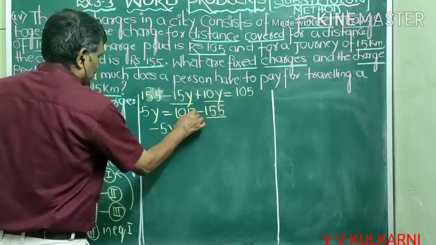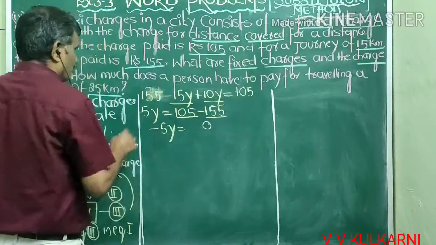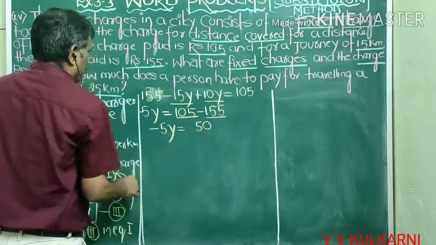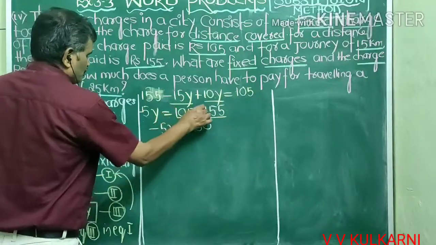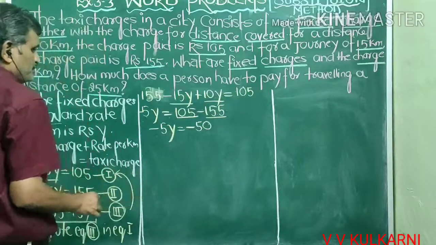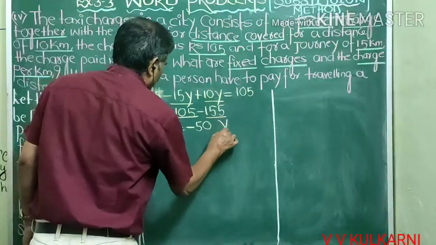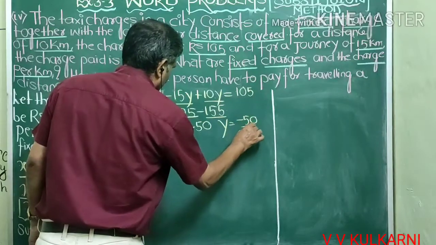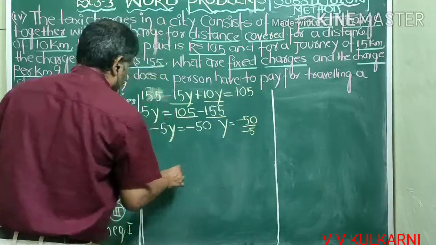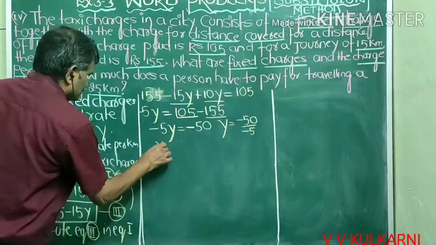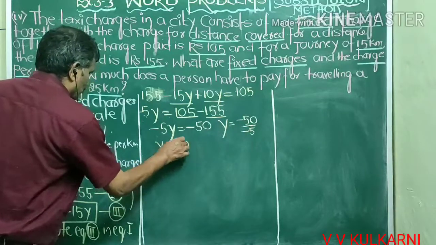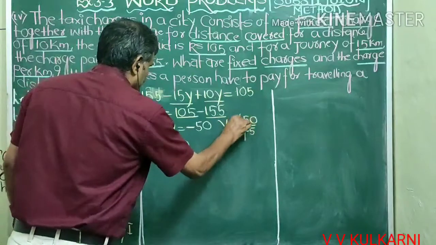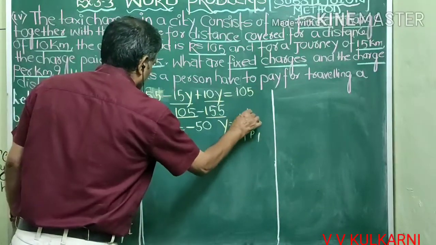So 5 minus 5 is 0. Then 5 minus 0 is 5. And 1 minus 1 is of course 0. So this is minus 50. Finally, if I simplify, y is equal to minus 50 by minus 5, which is equal to, sorry, not minus 10, because minus cancels with minus here. 5 ones are 5, 5 tens are 50.